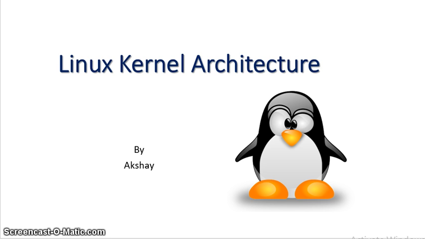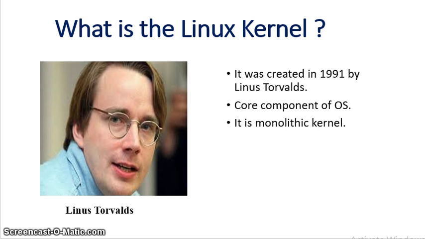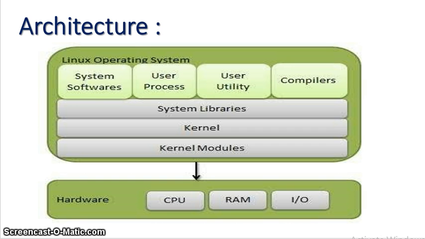This video is regarding Linux kernel architecture. It was developed by Linus Torvalds in 1991. Kernel is a core component of any OS. Linux kernel is a monolithic kernel, which means in kernel space there are many activities going on, such as device driver, file system and IPC. Linux kernel acts as a bridge between application and data processing performed at the hardware level.